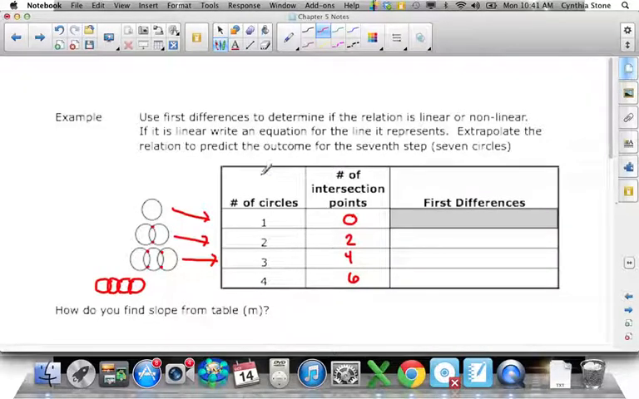And just to be clear, get the idea of independent variable and dependent variable. The number of circles is independent. The number of intersection points is completely dependent on how many circles there are. So use first differences to determine if it's linear or nonlinear. Well, first difference here, 2 minus 0 is 2. First difference here, 4 minus 2 is 2. This one, 6 minus 4 is 2. So definitely linear.